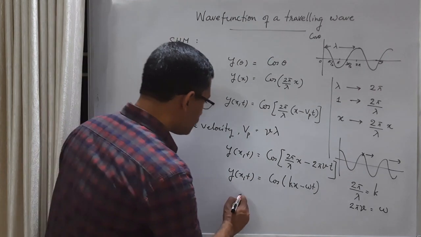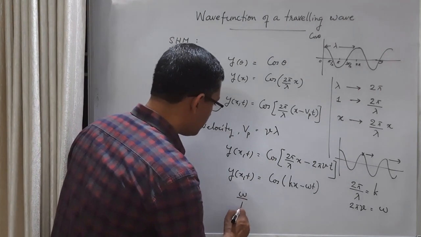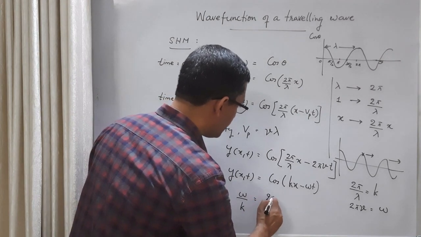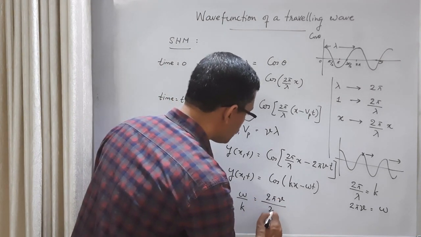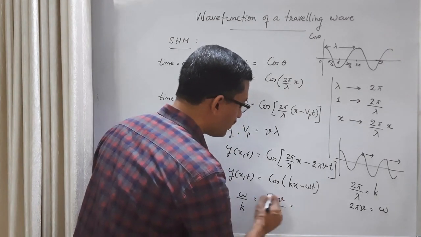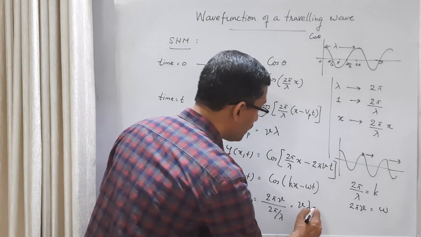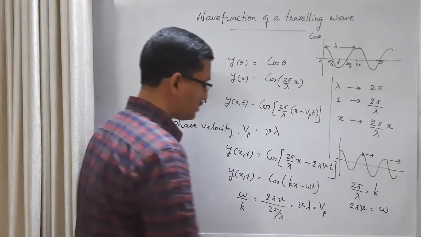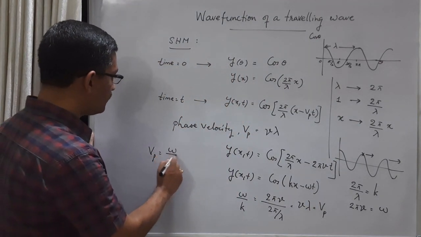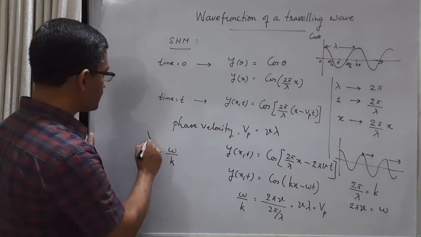And let us see what is omega by k. Omega by k, omega is 2 pi nu, k is 2 pi by lambda. So this is 2 pi will cancel, lambda will go to the numerator. We have nu lambda, which is nothing but phase velocity. Okay, so the expression for phase velocity of a wave I can write like this.